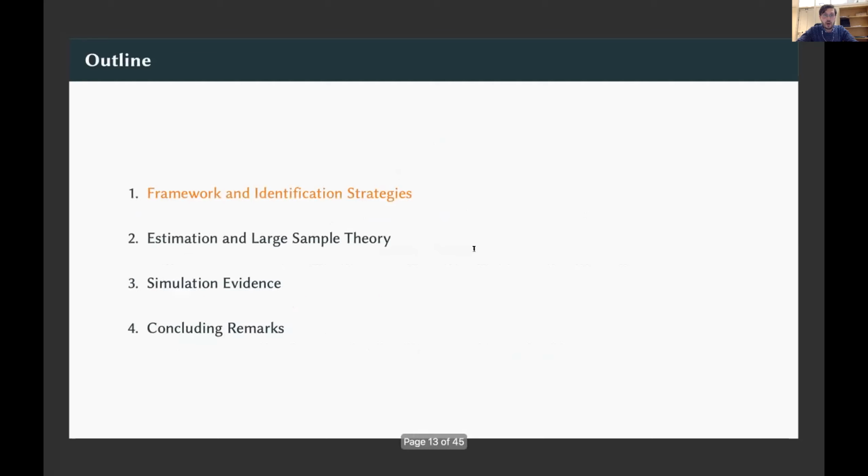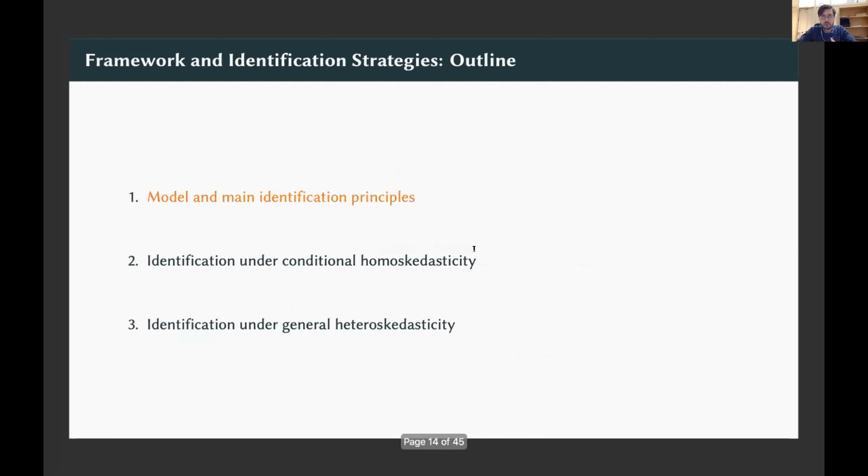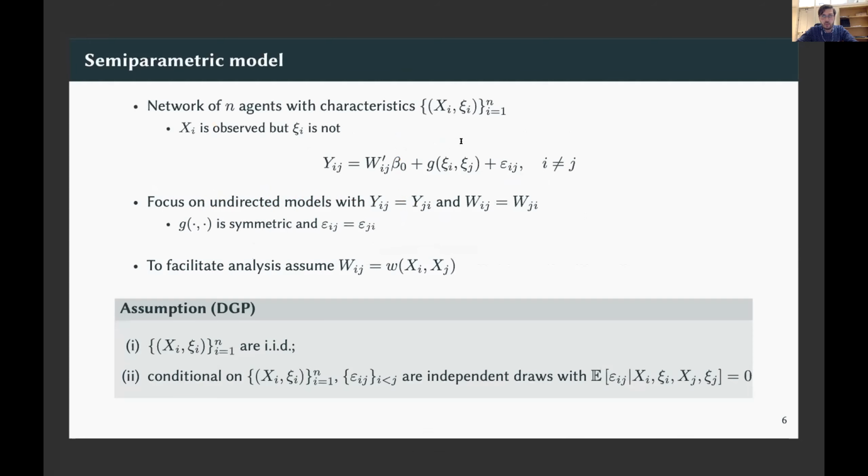First I'm going to talk about my identification strategies, but before jumping in, let me briefly introduce the framework in a formal way. I'm just going to discuss the simplest case. We observe a network which consists of n agents, and they have observed and unobserved characteristics, x's and xi's, which are also called fixed effects. In the simplest case, I assume that we observe the outcome of the interaction for all pairs of agents in that network. And the model I study, in its simplest form, is a generalization of the network regression model, in which fixed effects are allowed to be coupled via some unknown function g.